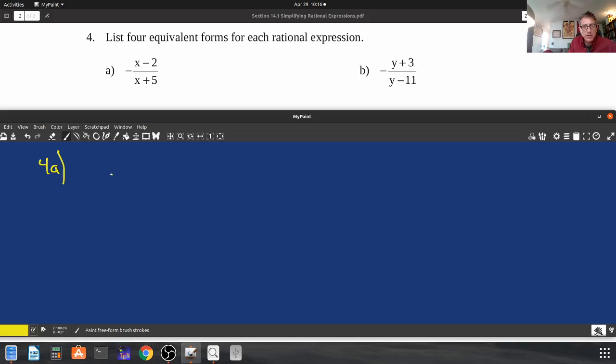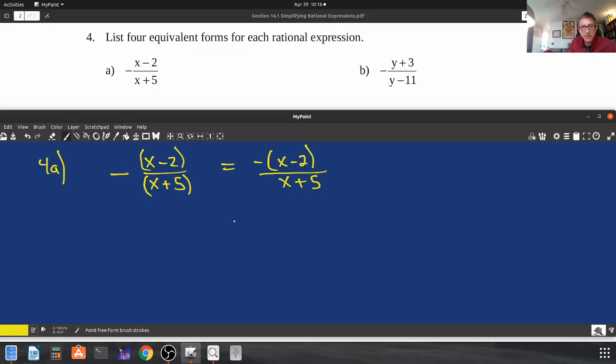So 4a, I'm just going to do a whole bunch of 4a's, and you all can look at the others. So I have minus, it's even with the division line, x minus 2 over x plus 5. So the first equivalent form is I'm going to take the minus and put it up here. Notice when I put it in the numerator, I have to write that numerator as a fraction. So I'm just going to counsel you to immediately put parentheses around there. So there's 1.